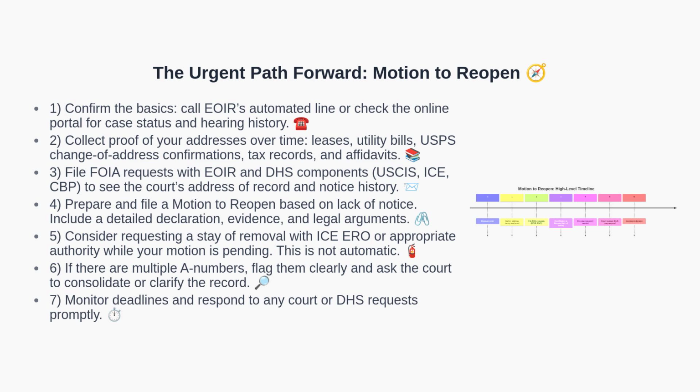After that, prepare a motion to reopen, arguing lack of notice, supported by a thorough declaration and exhibits. Consider requesting a stay of removal while the motion is pending, because a stay is not automatic. Additionally, if multiple A numbers exist, highlight them and request clarification or consolidation. Finally, monitor all deadlines and promptly answer any requests from the court or DHS.